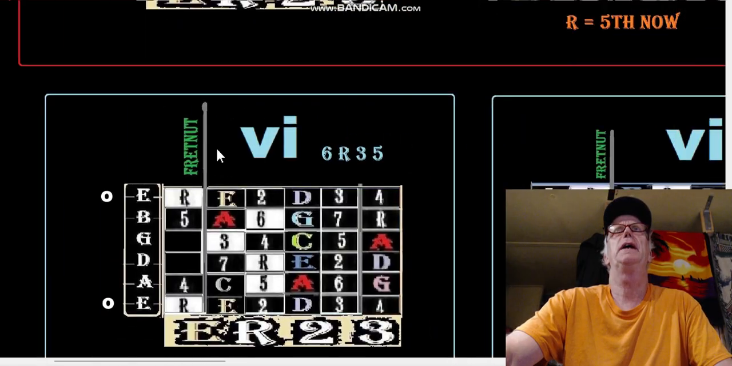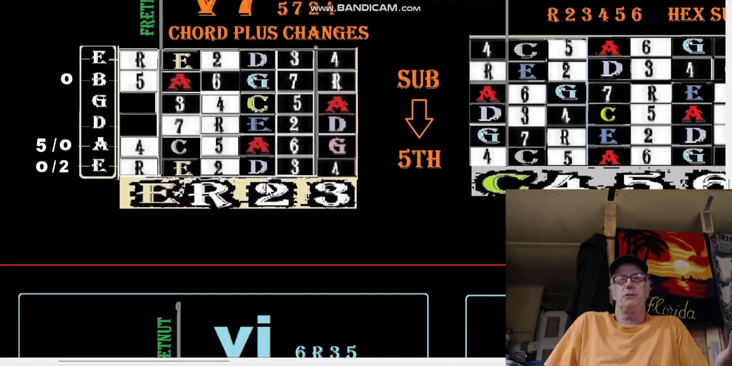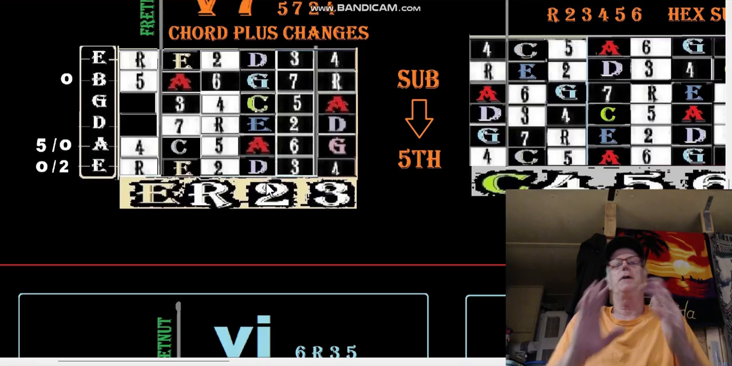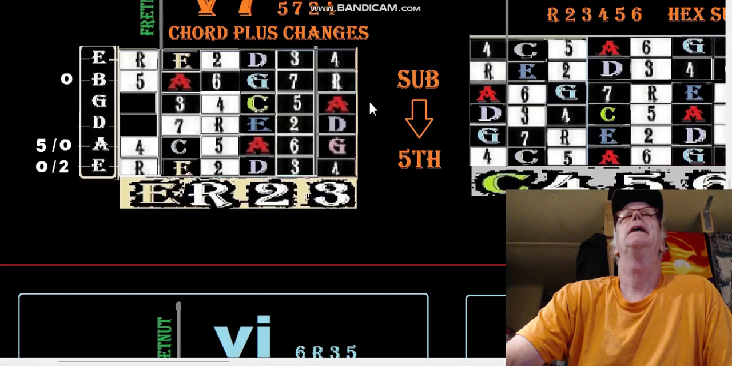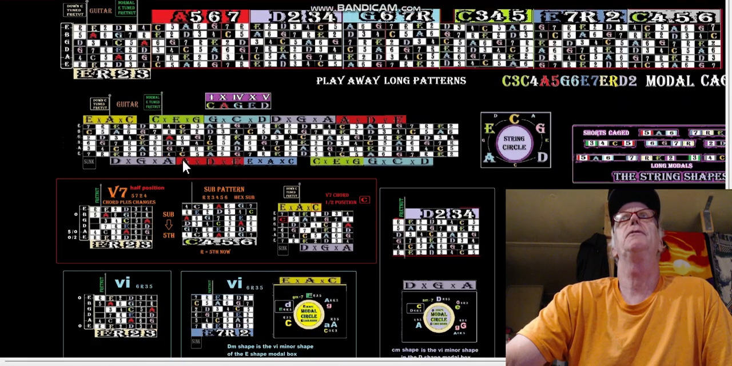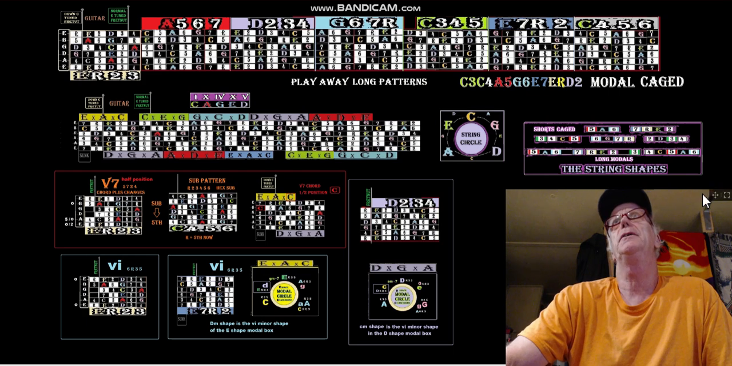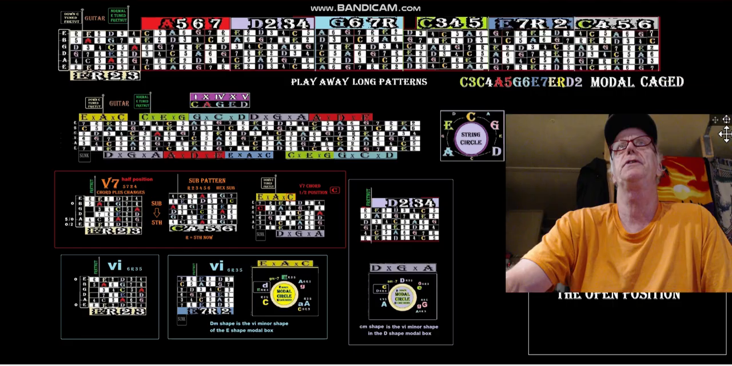I thought, okay, well, let's have all these notes. So I showed them, and all of a sudden, you might as well just be looking at all the notes. We have to focus out. We have to mask out some of those notes, so we can see what we're doing. So that's 4/16, my original first chart on half positions from the open position.